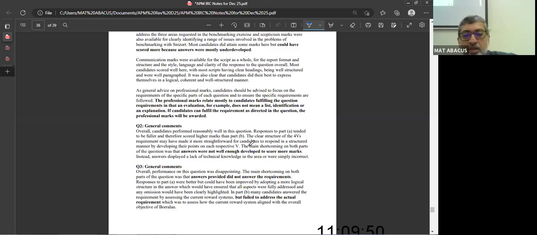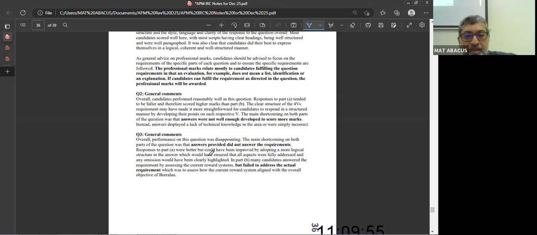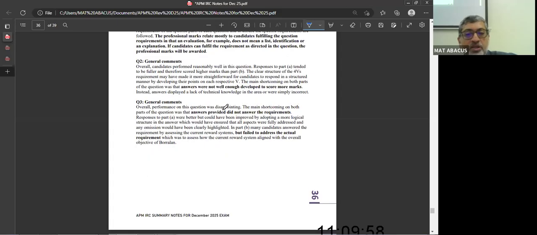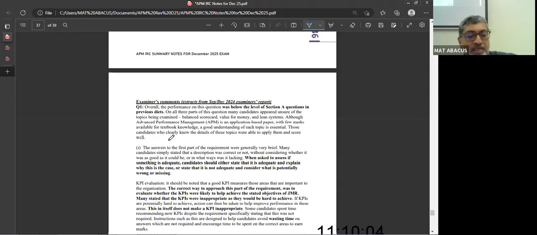Again, question 2, the main shortcoming on both parts of the question was that answers were not well enough developed to score more marks. And of course, the issue of candidates not answering the requirements, failing to address the actual requirements. That continues, that has always been the case.